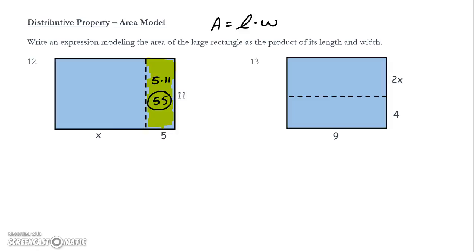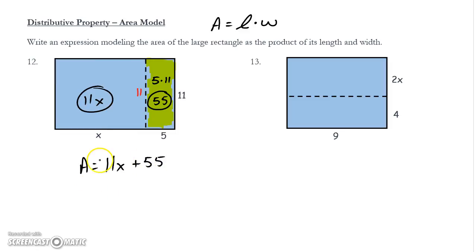I could do the same thing finding the area of the piece in the middle here. Because it's a rectangle, I know that this is 11 here, and that this is 11 times x, or 11x, which would make the area of the whole rectangle 11x plus 55.